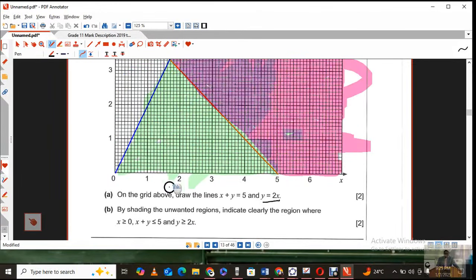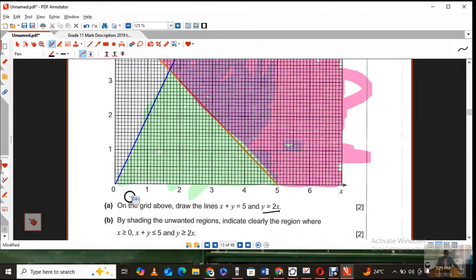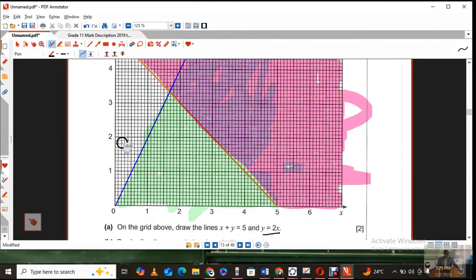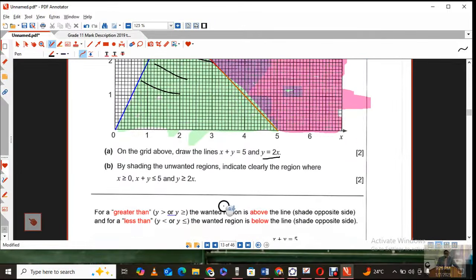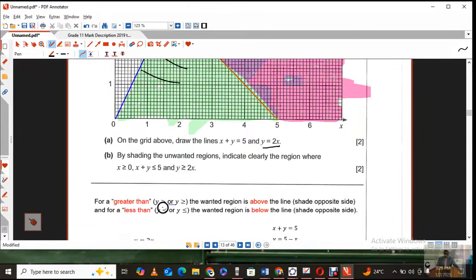So for the line y is greater than 2x, this one here, the wanted region is above, this one here. So I'm shading below. Essentially I was now shading below. Can you see that?